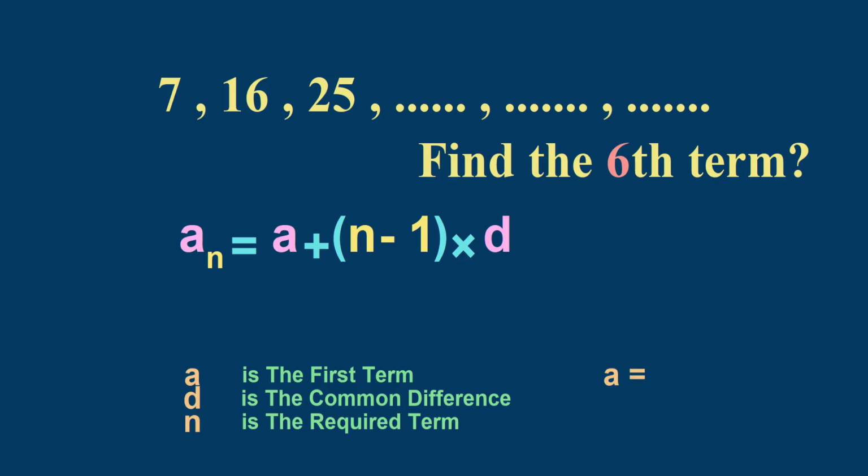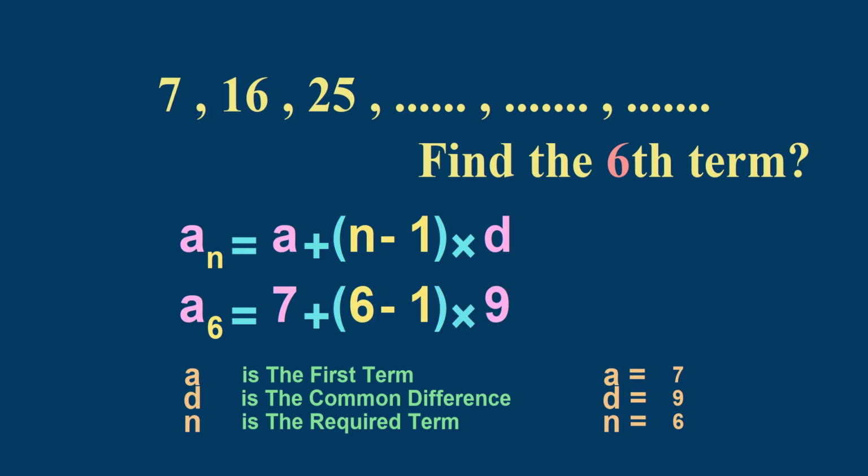From our problem, the first term a equals 7 and the common difference d equals 9 and the required term n equals 6. We substitute into the formula the values of a, d and n, and we get that a_6 equals 7 plus (6 minus 1) times 9, which equals 7 plus 5 times 9, which equals 52. And this was the solution by using the formula method.